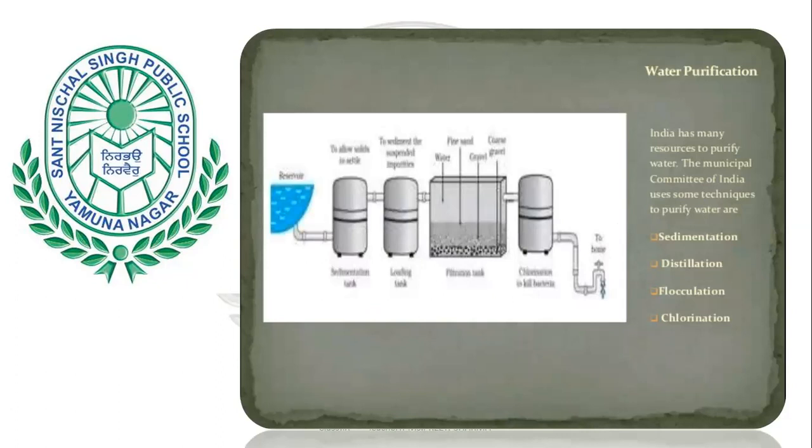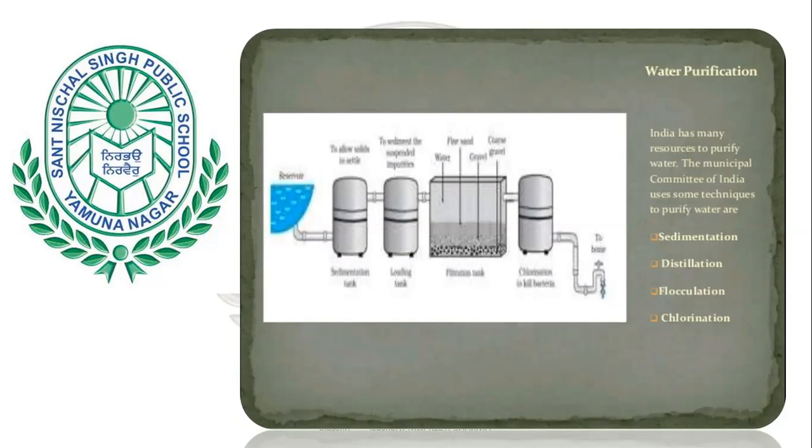So there are the following steps. The first step is the sedimentation tank, then the loading tank, then third is the filtration tank, and the fourth tank is being used as the chlorination tank. Here's a diagram showing you the purification. And in India, we have many resources to purify the water, and the following tanks are being used. You can see that.